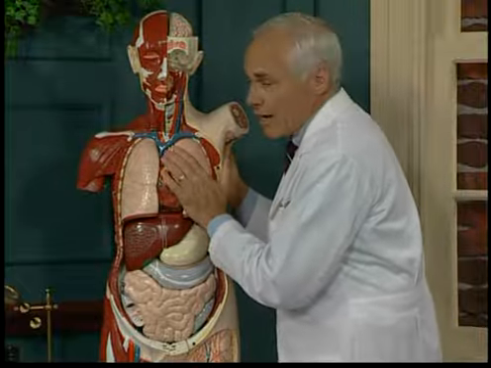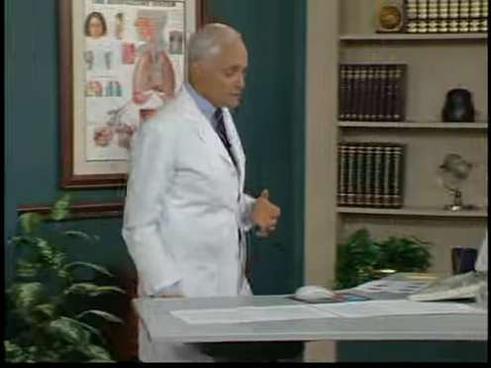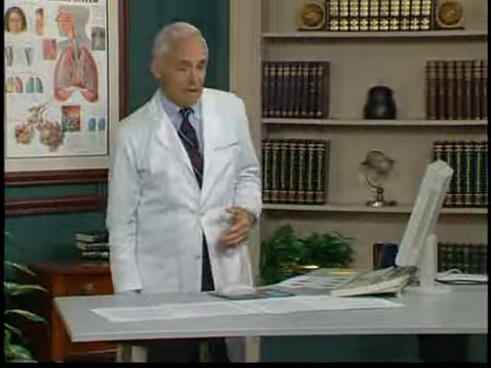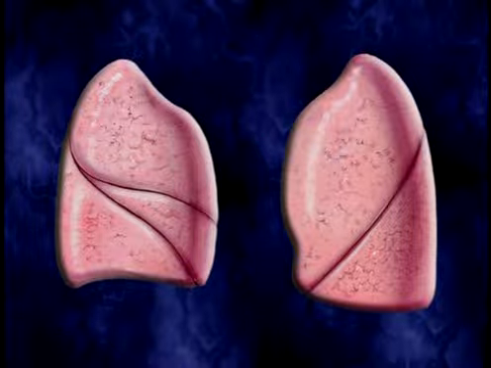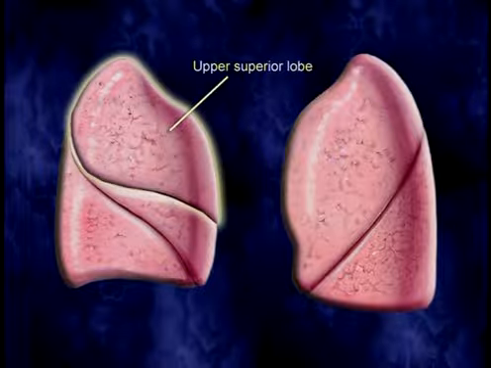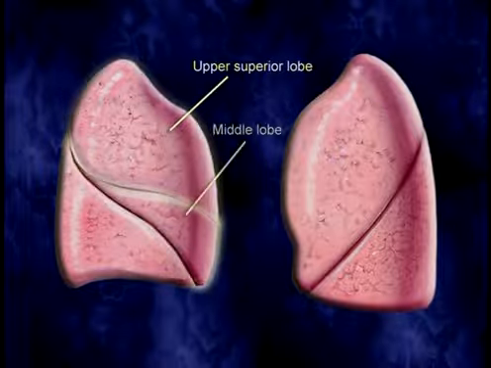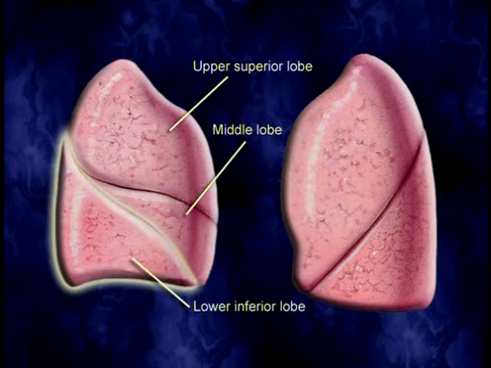The lungs are not hollow. We think of them as balloons, but they're not. They are much more like a very, very fine sponge, and I'll show you why that has to be. The lungs are divided into 3 lobes, although it doesn't look it here. We have an upper lobe here, or a superior lobe. We have a middle lobe here, and we have a lower or inferior lobe.